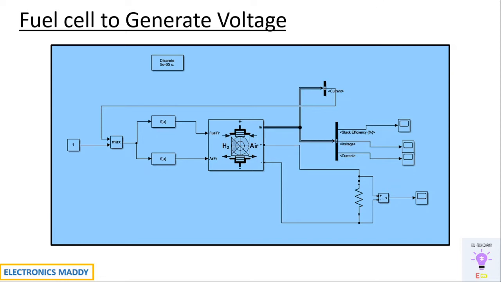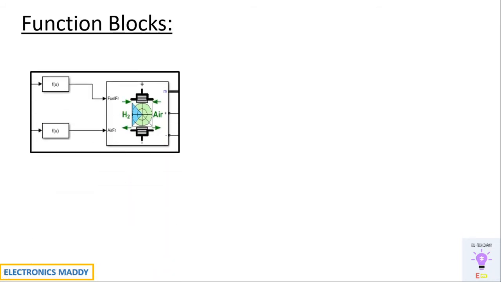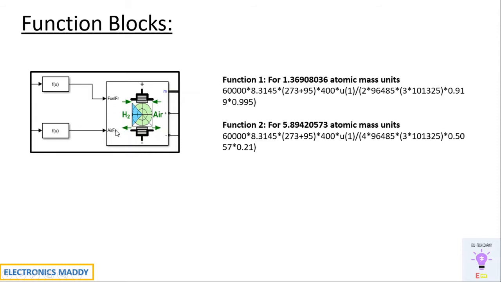Before that, carefully observe this particular portion of the model. So I'll get into that part. Function blocks. So we'll be entering expressions with respect to the function. So in the function block, you'll be entering the expressions. So these are the inputs. We have to give the inputs with respect to airflow and fuel flow. This is fuel flow and this is for airflow. And the input that we give will be in this particular fashion. So this is one of the most important aspects with respect to MATLAB simulation.